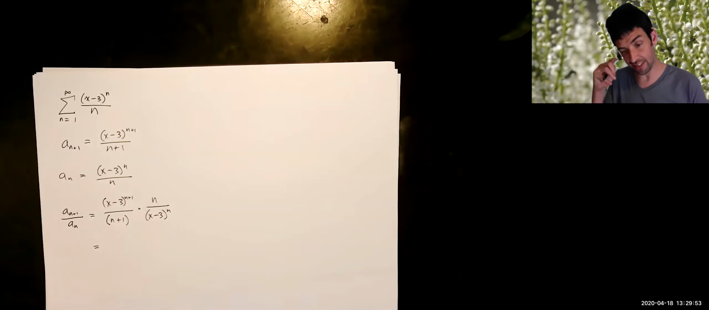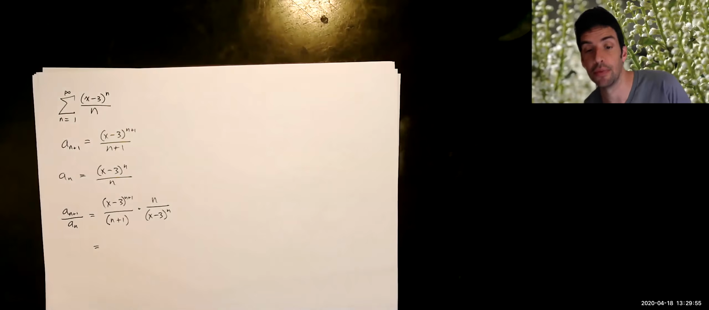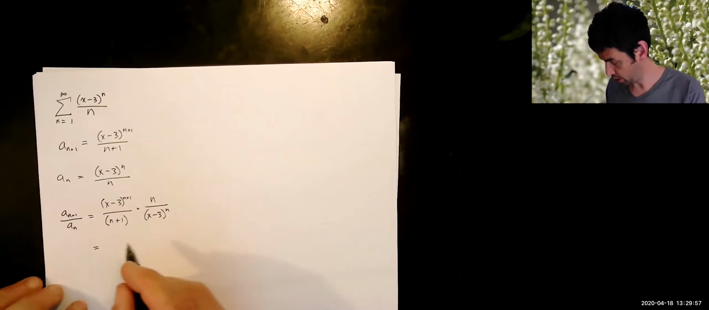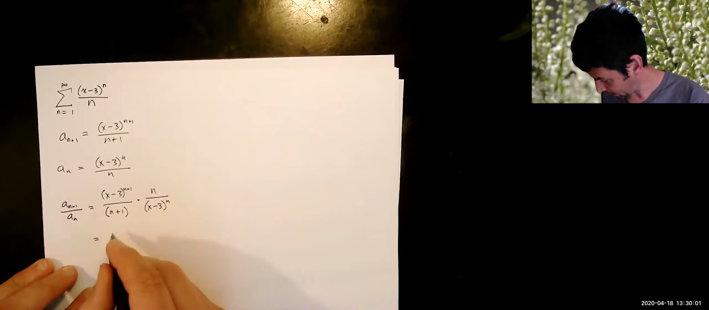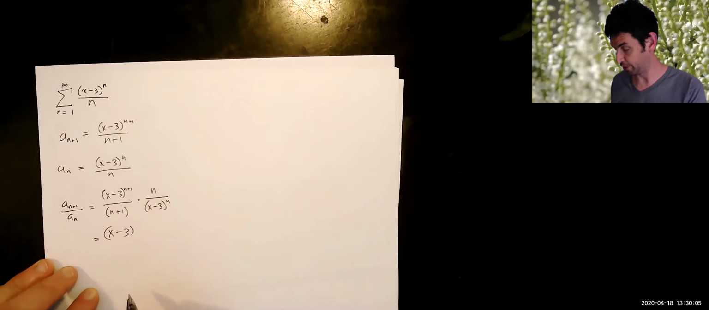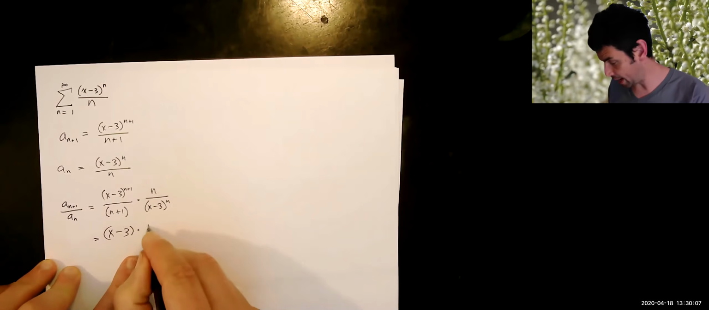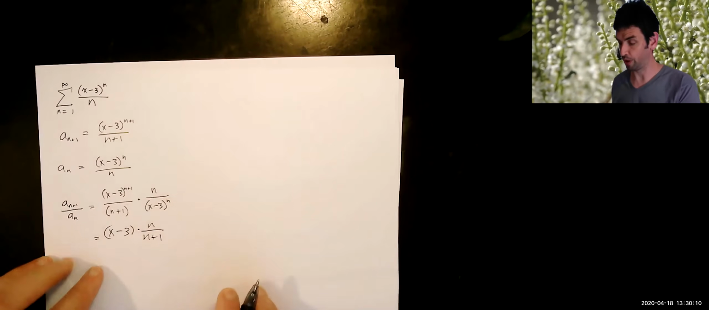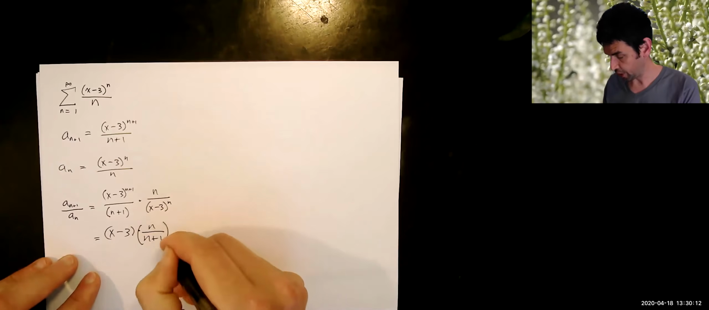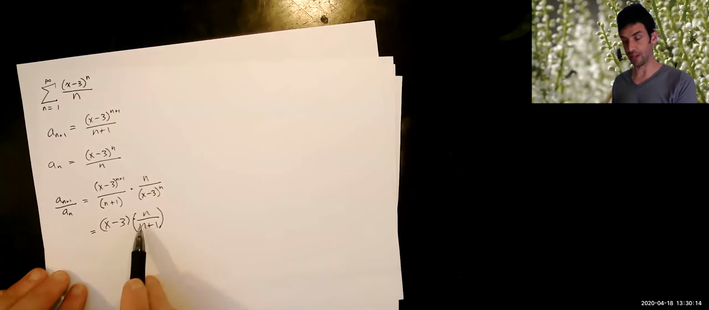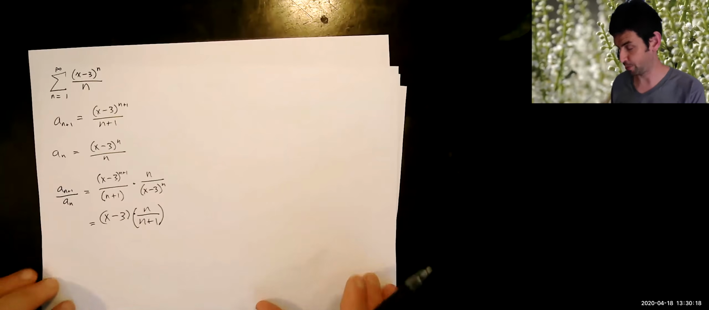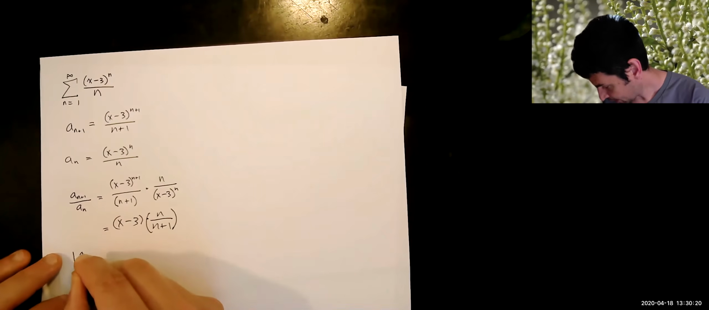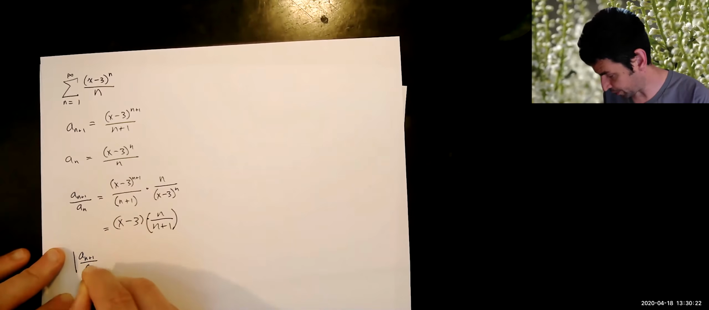So everything will cancel except for one factor. So I'm going to have x minus 3, just a single factor of it. And then I've got n over n plus 1. Okay, so I just did some algebra, canceled some things, and then put this to the front since they're two separate kinds of expression. Let's finally put absolute value around this whole thing.